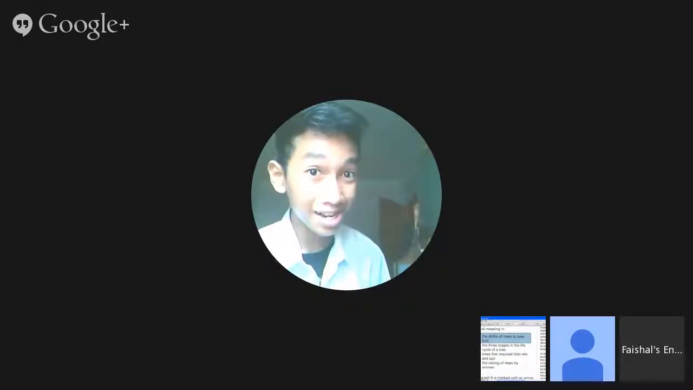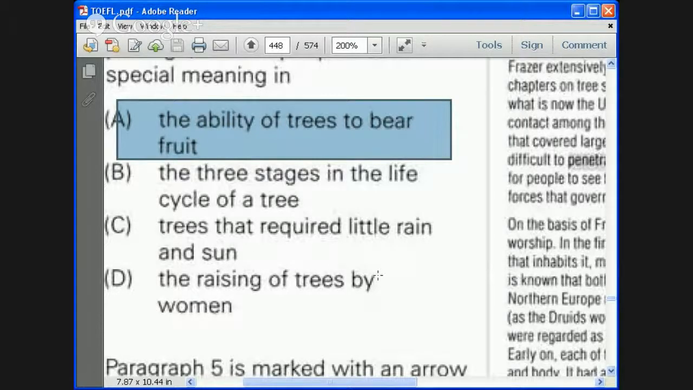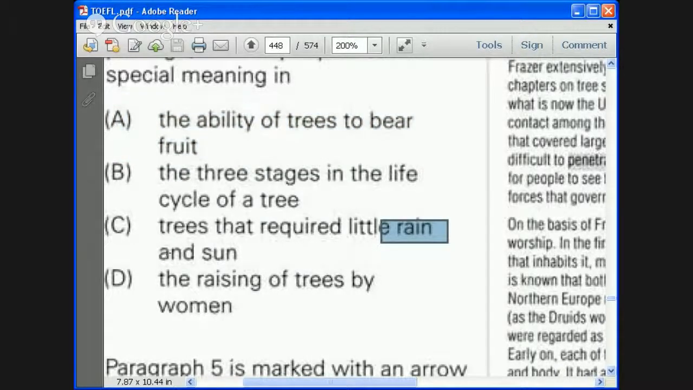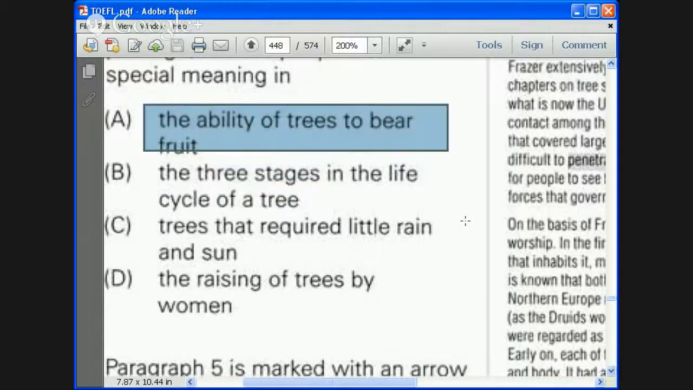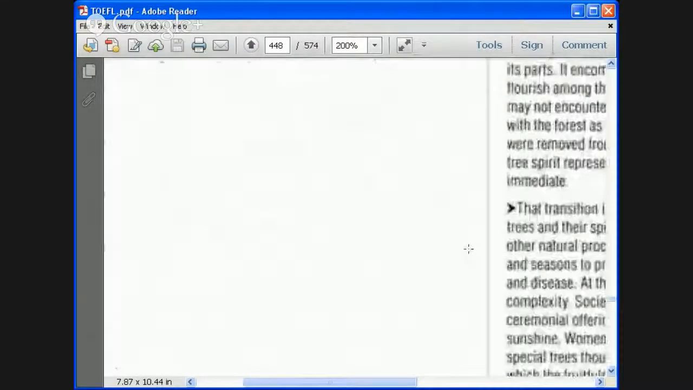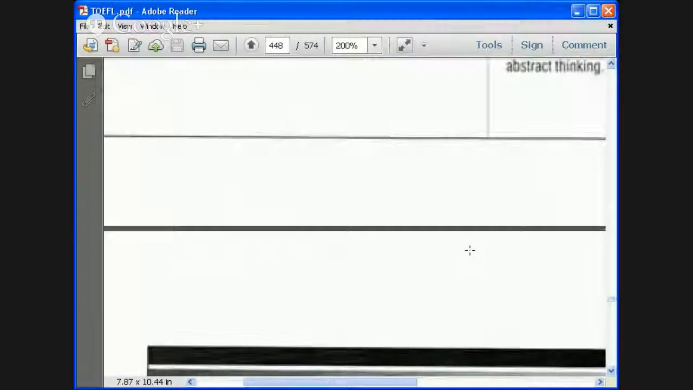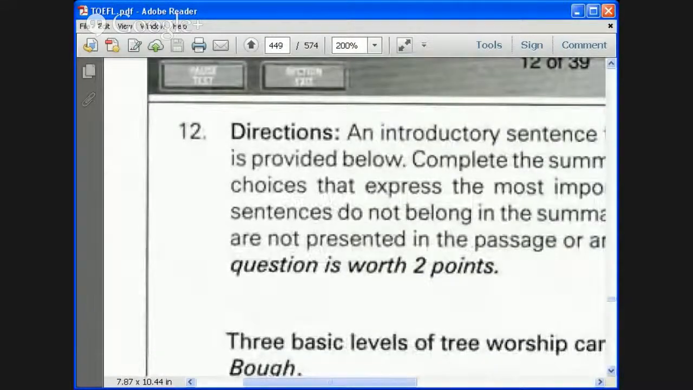Nothing about being raised by women. Rain and sun are mentioned, but not trees requiring them. Women are mentioned, but not raising trees. So nothing about 3 stages of the cycle of a tree. 3 stages is mentioned only in this one. The others are tricks. All right. Both of you guys, okay, here we go.